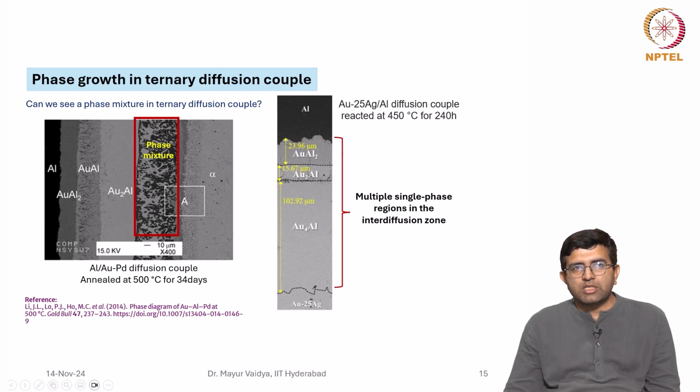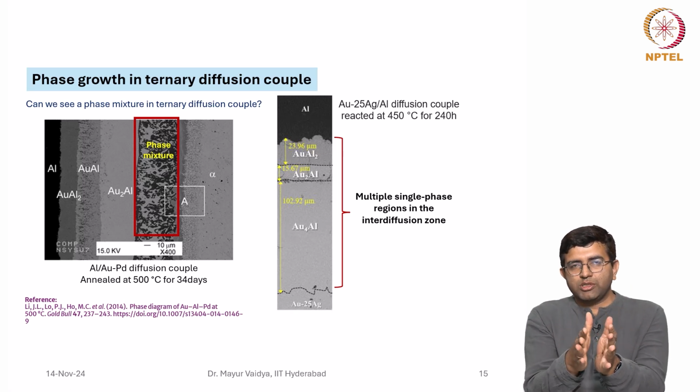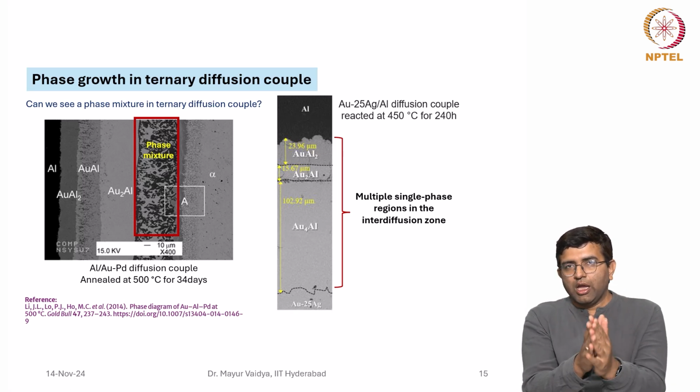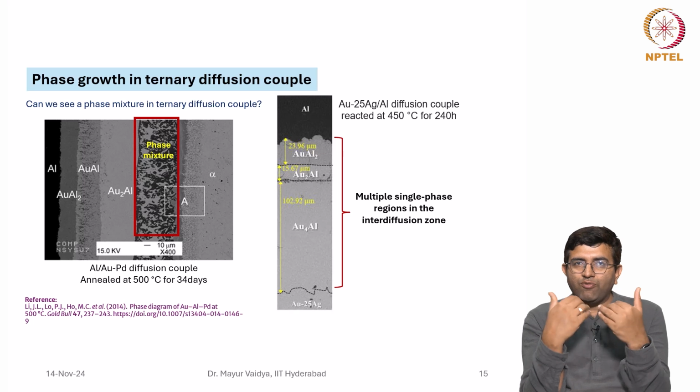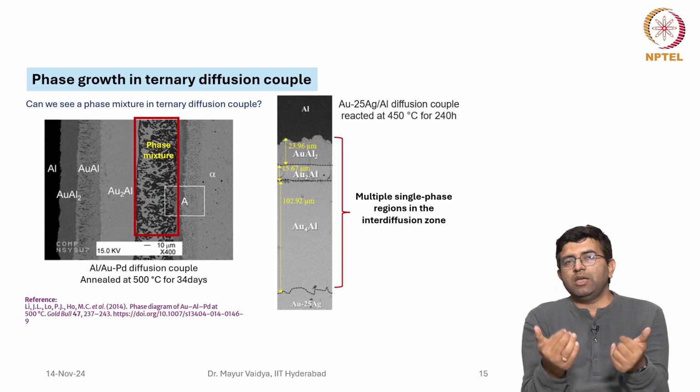And again you see this alpha is the solid solution here, so you can have a mixture of solid solution, intermetallics and so on developing in the interdiffusion zone. But it is not necessary. Let me tell you that in a ternary diffusion couple you can have a phase mixture growing, but it is not necessary that in every ternary diffusion couple you will see a phase mixture.